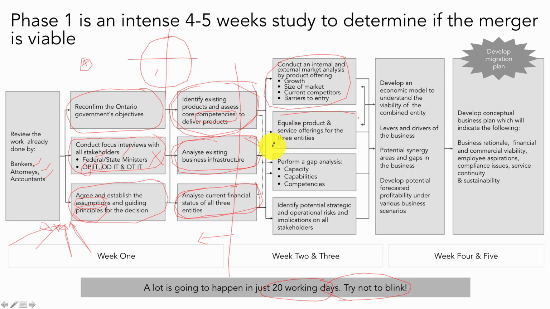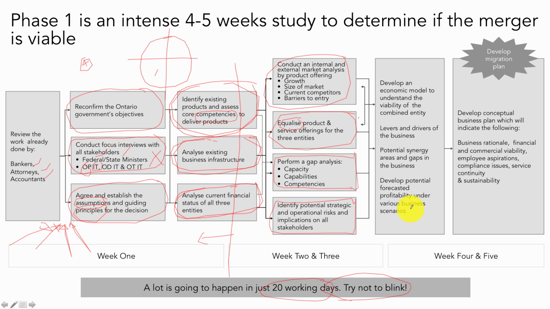Now, obviously, if 3 companies are selling different products, we have to decide which products we're going to keep and which are going to go, which means we have to equalize the product and service offerings, and we'll show you how to do that. We're going to perform a gap analysis in the capabilities, capacity, and competencies of management and the companies. We have to identify every single risk at an operational and strategic level and discuss the implications.